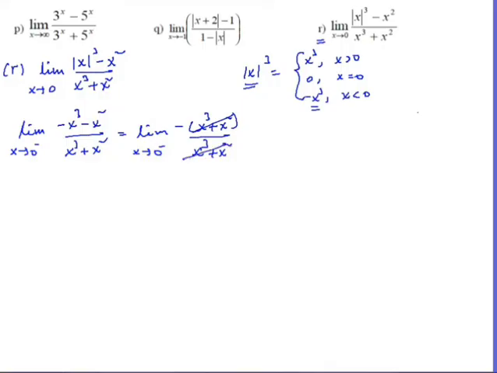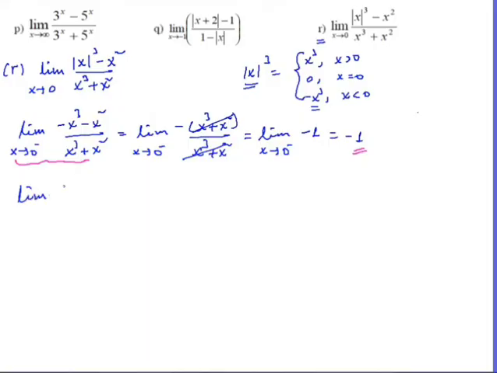Now this can be cancelled out. The ratio of these two becomes negative 1. So the limit of negative 1 as x approaches any number is negative 1 itself. So the left hand side limit for this limit is negative 1. So the right hand side limit should be the same as the left hand side limit, so that the limit exists. So now let us consider the right hand side limit.